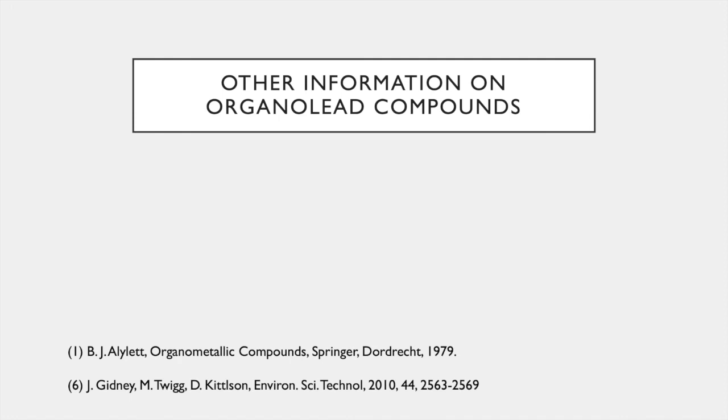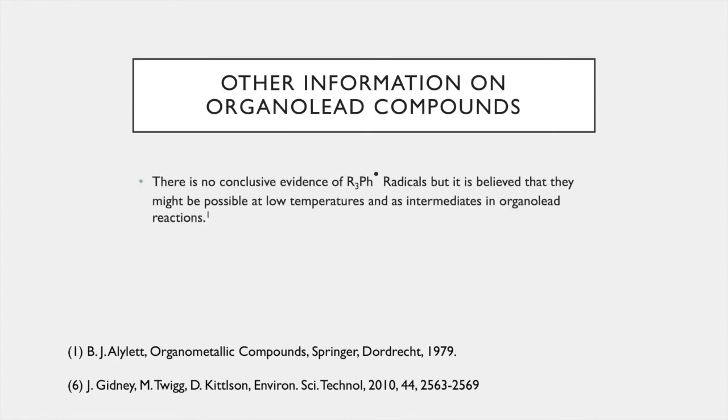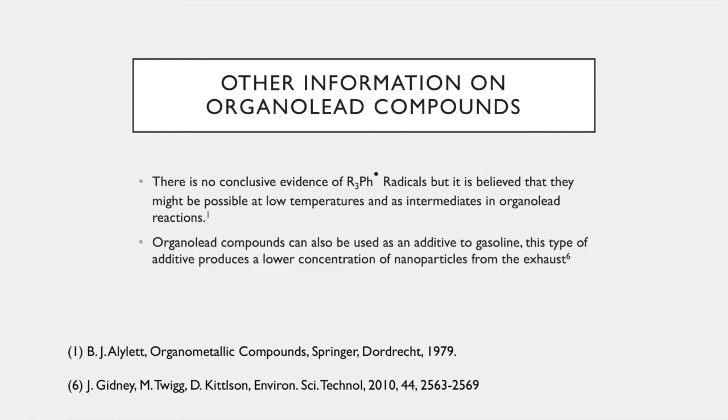Some other general information that I thought was interesting but didn't really fit in, but I thought I'd mention it. There's been no real conclusive evidence of R3Pb radicals, but it is believed that they might be possible at low temperatures and as intermediates in organolead reactions. Organolead compounds can also be used as a common additive to gasoline, and actually this type of additive produces a lower concentration of nanoparticles from the exhaust, which is good.